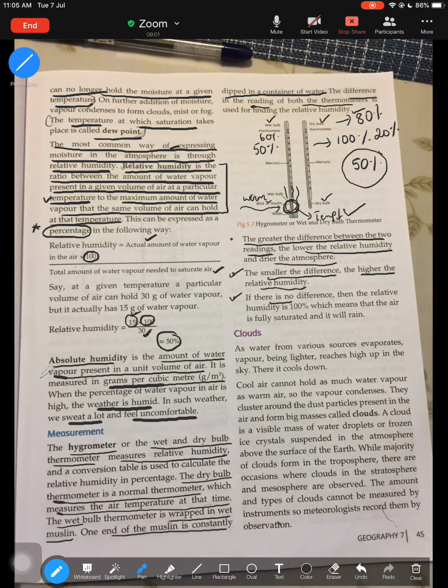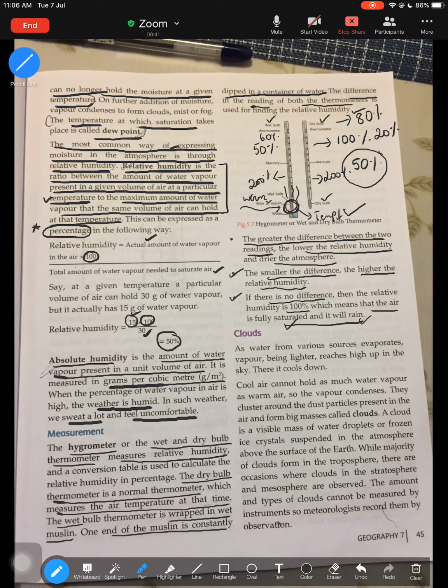But if the difference is very little or none at all, it means relative humidity is 100%, which means the air is fully saturated and it can rain anytime. Let's say this gives us a reading of 200 and this also gives us 200, so 200 minus 200 is 0. There's no difference at all. In that case, relative humidity is 100%, and the air can no longer hold the moisture. It is saturated and it can rain anytime. So that is how you measure relative humidity.